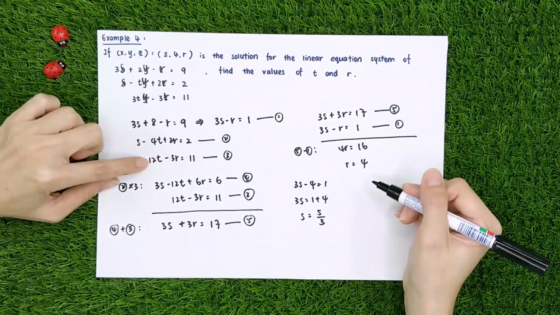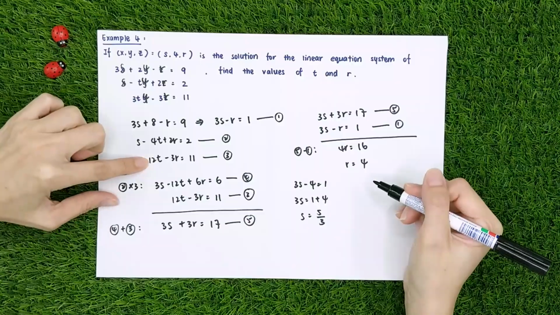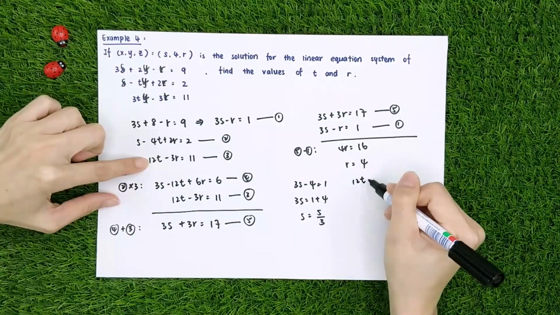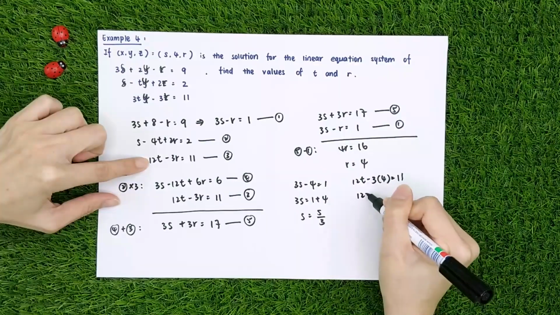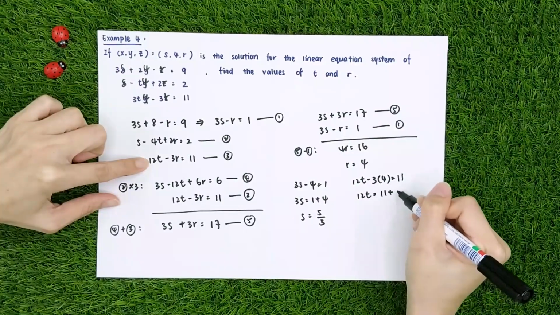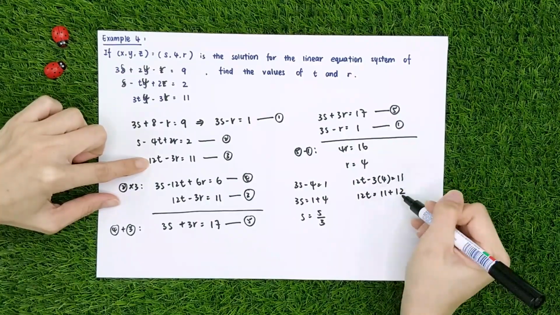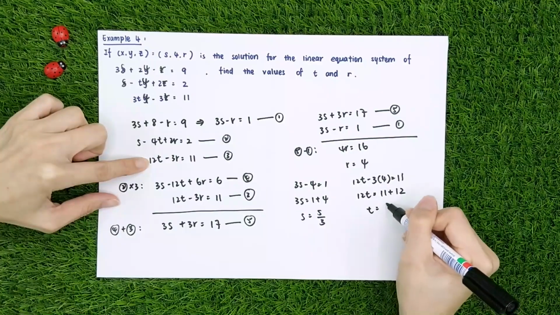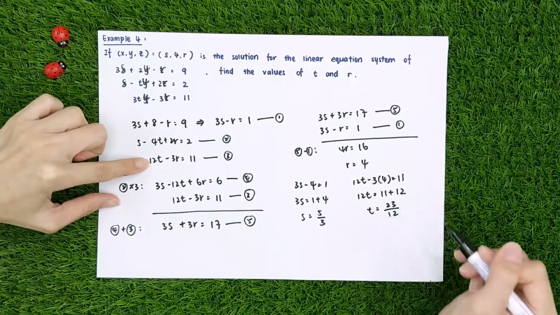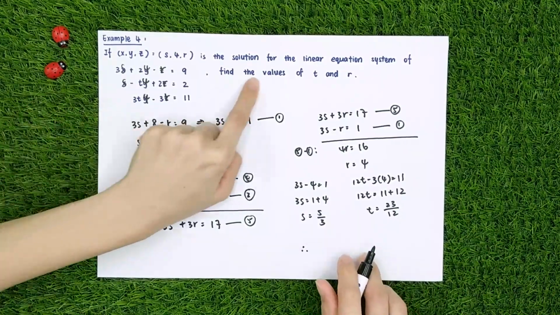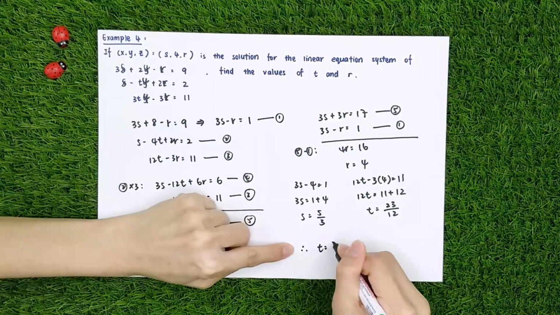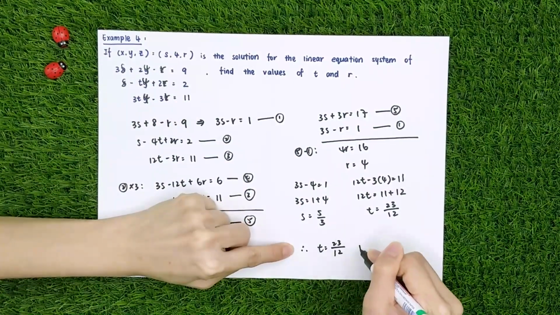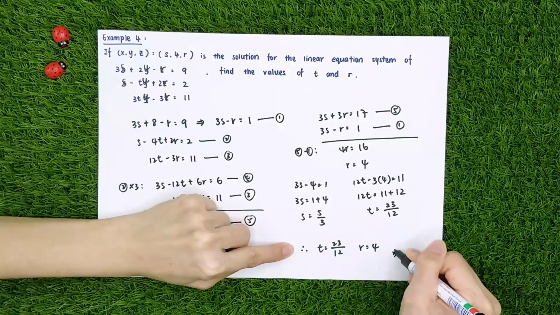Now I want to substitute the value r into equation 3 to find the value t. 12t minus 3 times r, r is 4, equals to 11. 12t equals to 11 plus 12. 4 times 3 equals to 12. T equals to 23 over 12. So in conclusion, they want to find the value for t and r. So the t is 23 over 12. R is equals to 4.